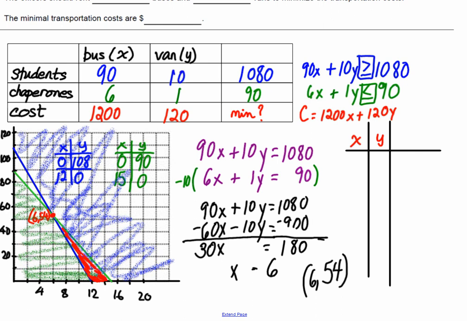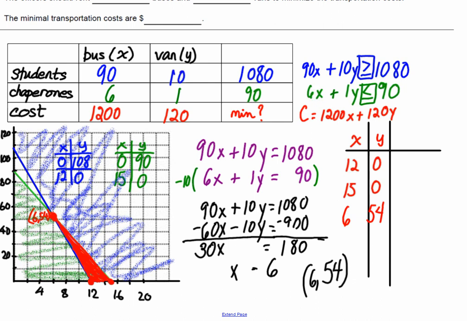Now we're going to look at the points that we need to plug in to get the minimal rental or transportation costs. Okay, so we're going to look at 12, 0, 15, 0, 6, 54, and that should give us an idea of where we're going to find our minimum.